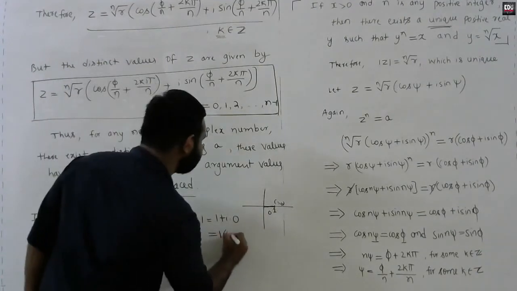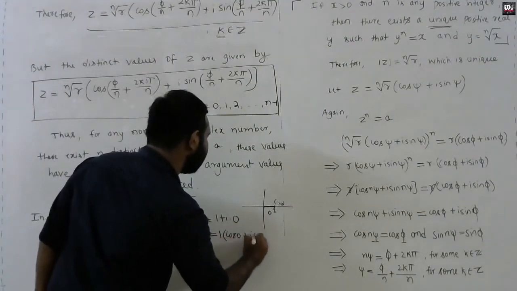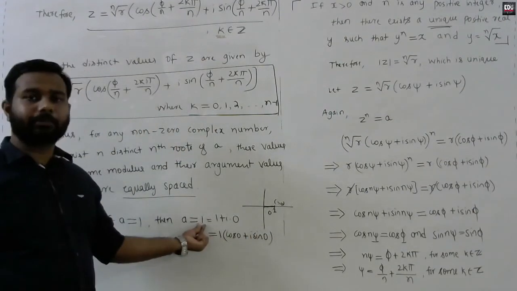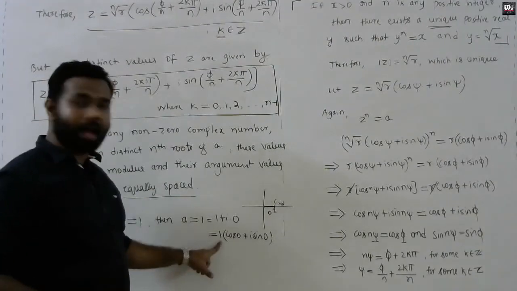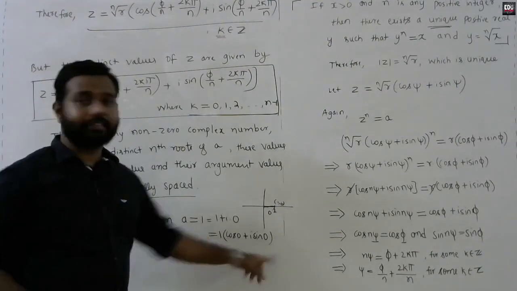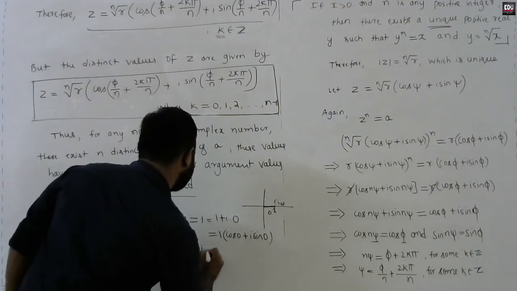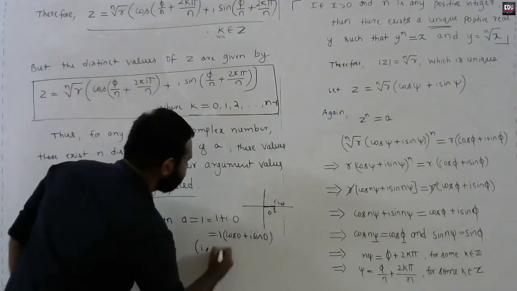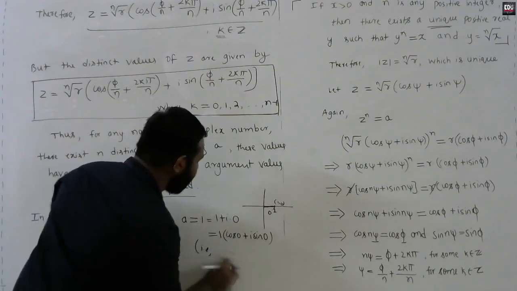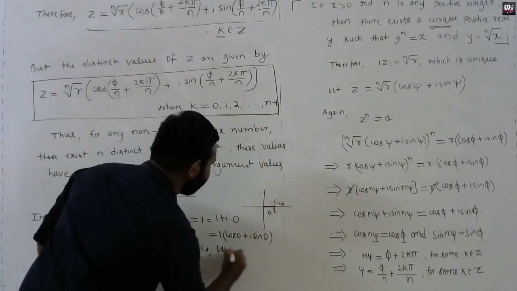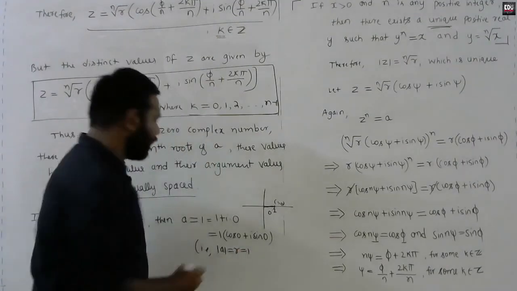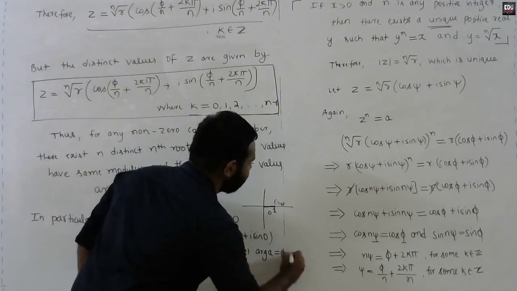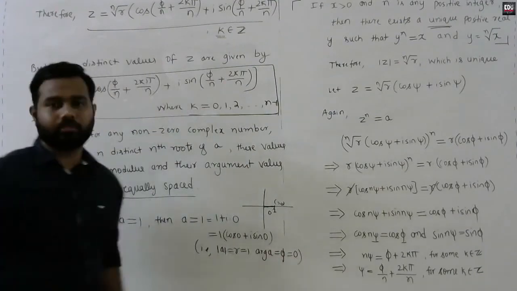So I can write it as cos 0 plus i sin 0. This is the polar form of the complex number 1. So the modulus is 1 and the argument is 0. If I compare this with the previous part, we took the modulus of a as r, which is 1 now, and the argument of a was taken as phi, which is 0 now.